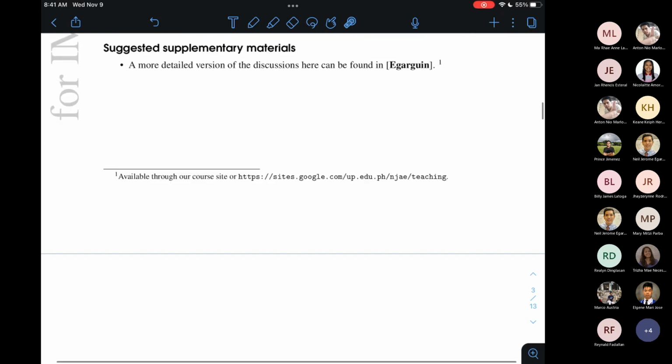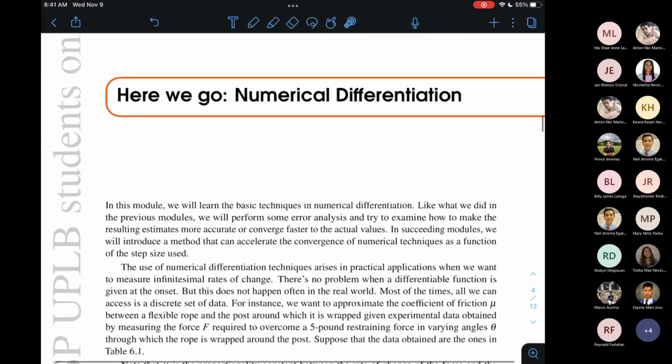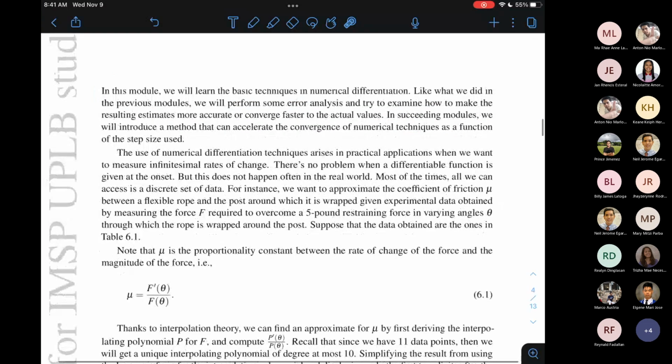Okay? Now, let's get going, kasi naubos ko na yung 11 minutes kakadaldal, ano? Kaya naubos yung oras natin eh.